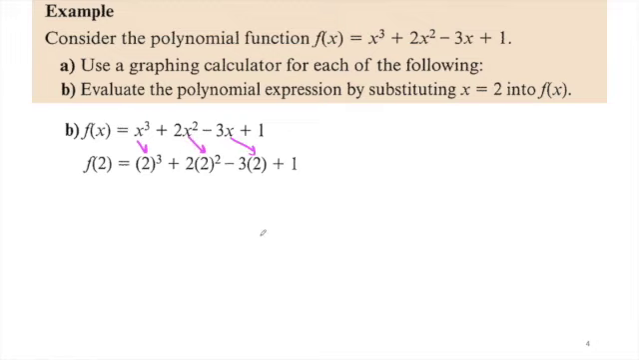Okay. Then you're going to use your algebra. So 2 cubed is 8, plus 2 times 2 squared, so 4 times 2 is 8, minus 3 times 2 is 6, plus 1. Okay, and then you get a value of 11. So you should get the exact same answer that we just got in our previous one looking at Desmos graphing.